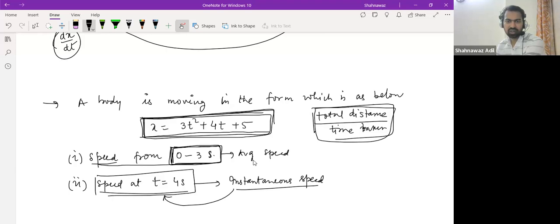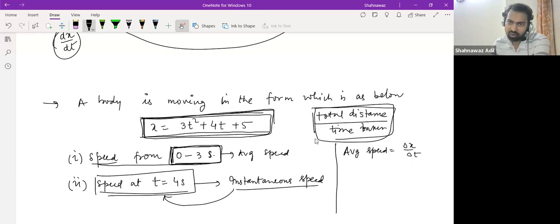This is just identifying the problem: what we should calculate, average or instantaneous. Average. Yeah. And we know that average speed is what? Will we write total distance by total time, or this one? Delta x by delta t.